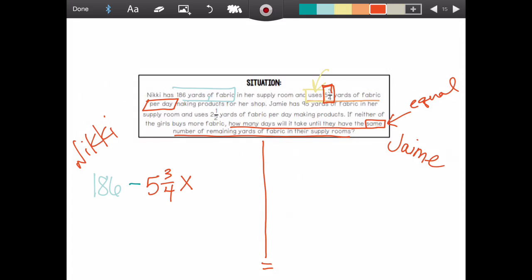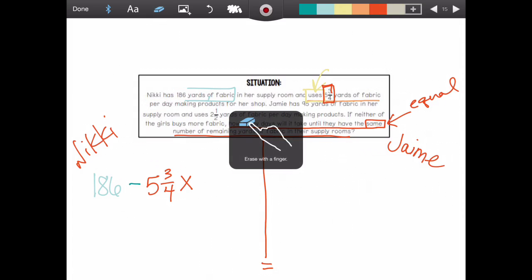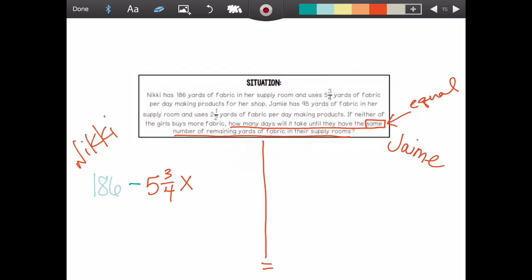Let's move to Jamie's side. All right, so let's erase all of this. Jamie has 95 yards of fabric. So she's starting with 95 yards of fabric. And it says, and uses 2.5 yards of fabric per day.